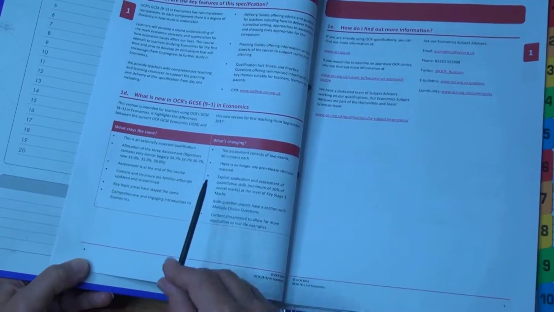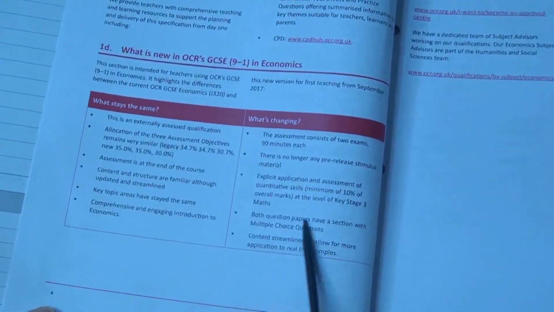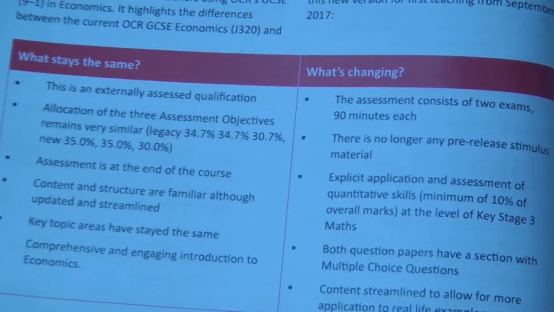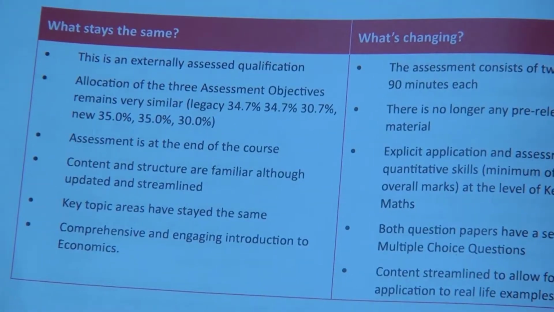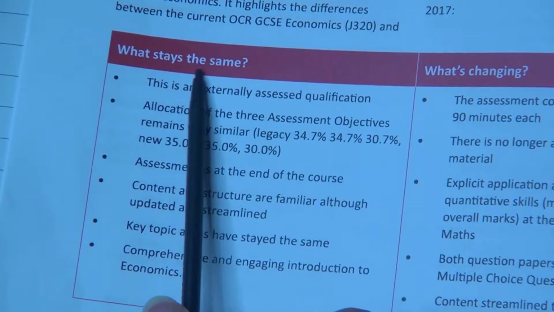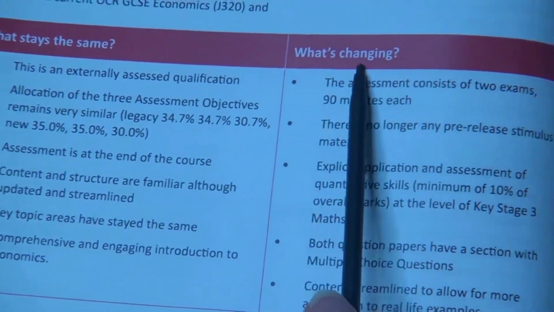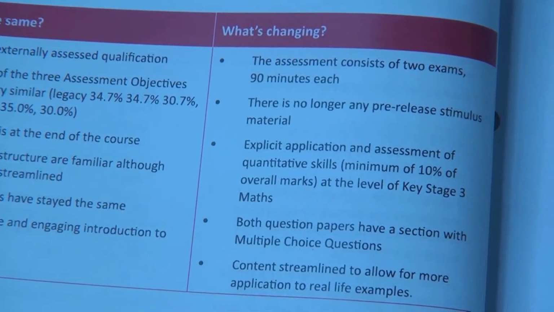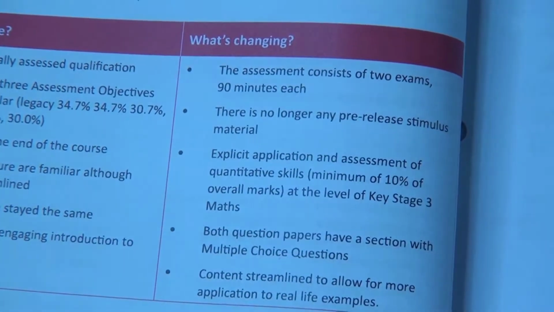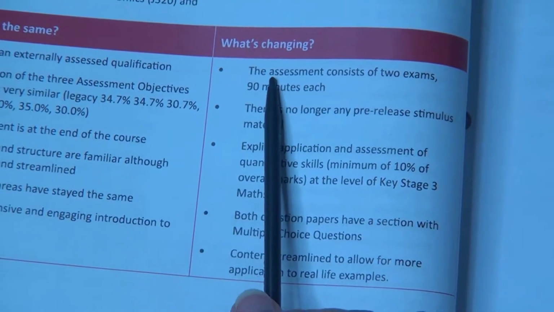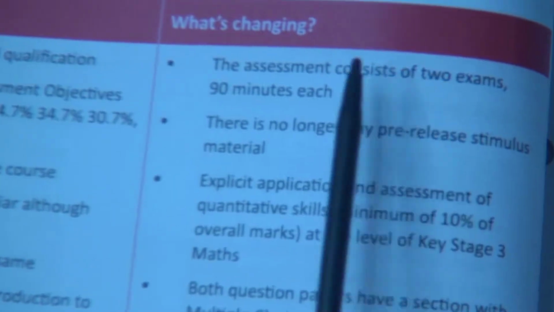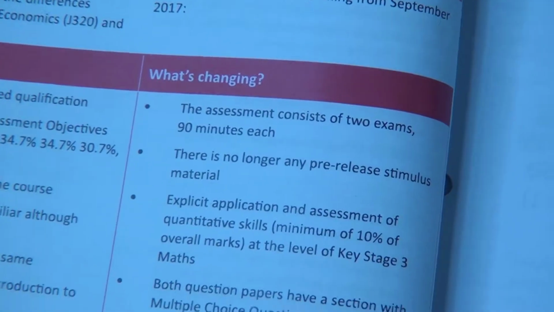So for example, you've got two sections here that are highlighting what is new in this particular exam. So it tells you what stays the same and what's changed this year. So that's quite a good guideline for you to see if there's any difference. So we can see here now this exam, the assessment has changed in the way that the assessment consists of now 2 exams and they're both 90 minutes each, where previously that was not the case.